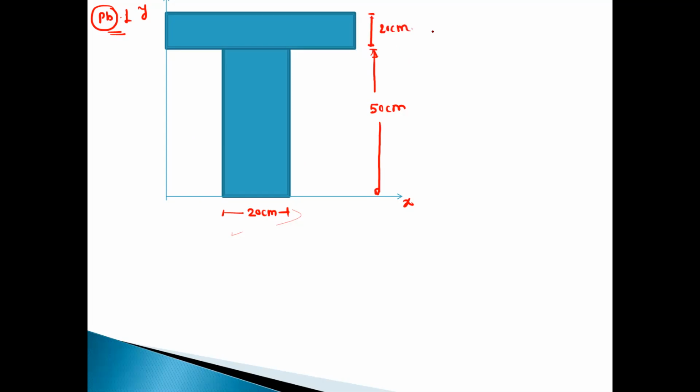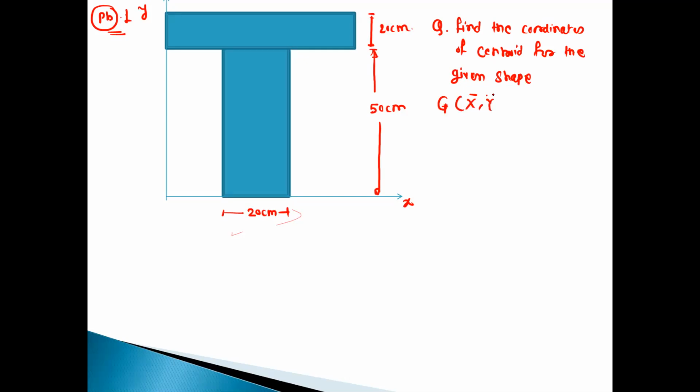Okay. And the question is, find the coordinates of the centroid for the given geometrical shape. So basically we have to find out the G, X bar and the Y bar. Okay. So this is not a standard shape. So just by observation, we cannot say what is the location of this centroid. Okay. But we can divide this given shape into known geometrical shapes.